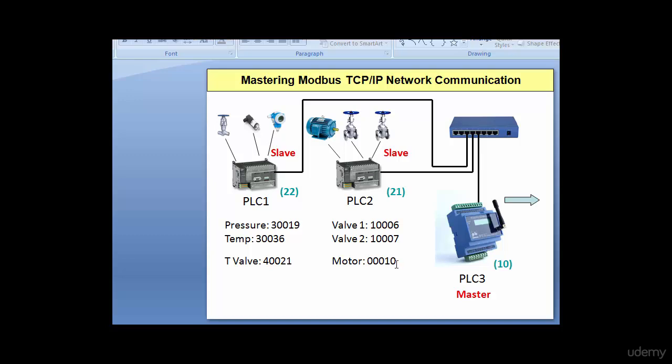coil here, which is 10, right? So if PLC3 writes a 1 into 10 here, it'll turn on the motor. If it writes a 0, it'll turn off the motor. Okay, so that is what we're going to be doing.